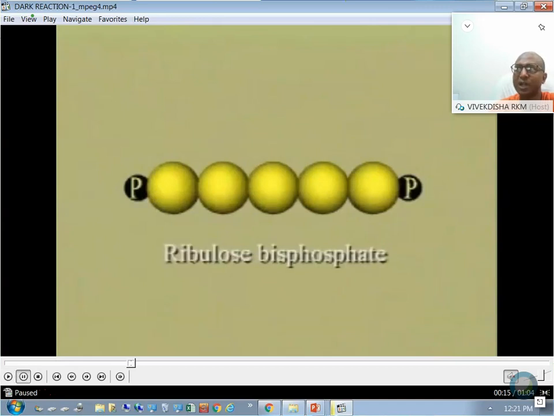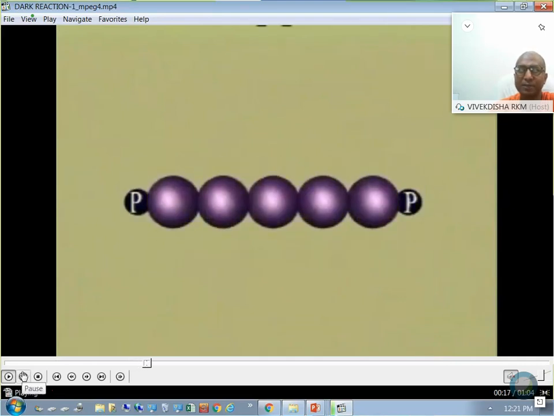In this phase, it starts with ribulose bisphosphate. In many exams, this is asked. Ribulose bisphosphate, a 5-carbon compound. Generally, they ask: name the first compound required for the dark reaction, and this is ribulose bisphosphate, RuBP. When you pass through photosynthesis, I think you can understand it better.